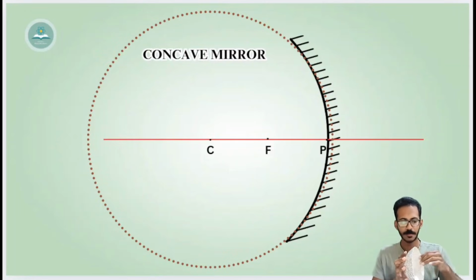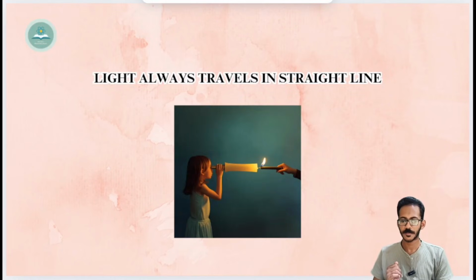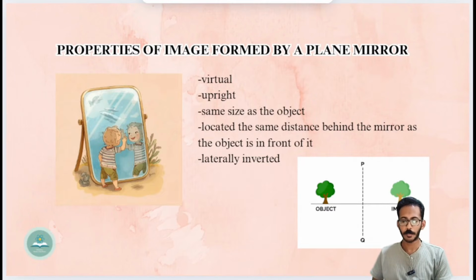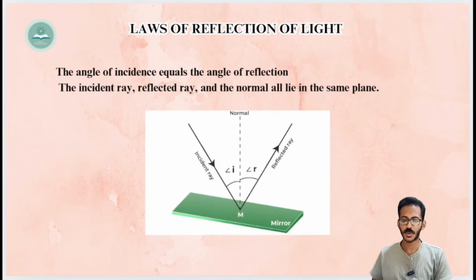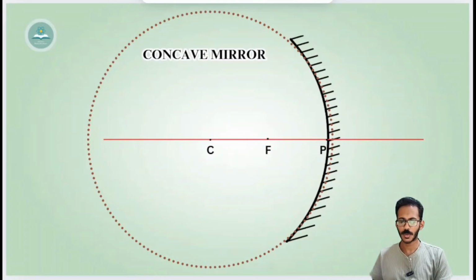So in today's class, we have seen what light is. Light always travels in a straight line. Then the plane mirror and the properties of the image formed by the plane mirror. Next were the laws of reflection of light when the light comes and hits a plane mirror. Then we saw two different types of mirrors other than the plane mirror, that is the spherical mirrors. In spherical mirrors, we have two types. One is the concave mirror and the other is the convex mirror.